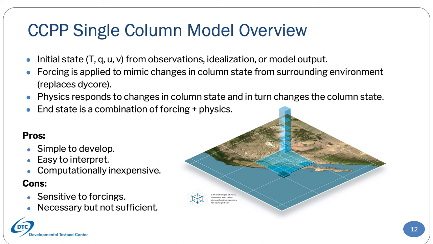The pros are that the SCM is simpler to develop, easier to interpret, and computationally inexpensive. The cons are that the use of the SCM is sensitive to the forcings that drive it, and that the SCM is a necessary but not sufficient step to fully understand and address systematic model biases, especially in fully coupled 3D NWP and Earth system models.